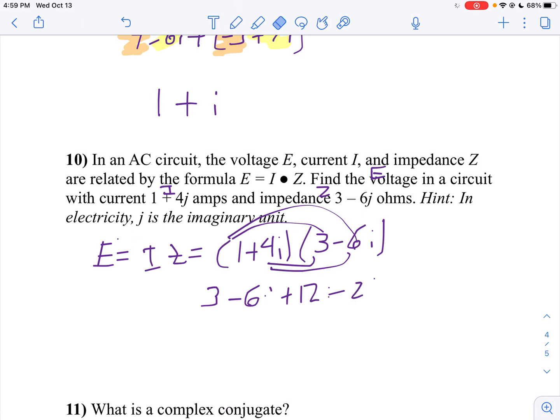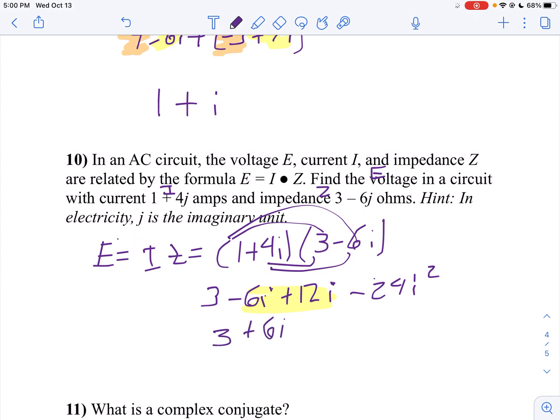I'm going to rewrite that. So minus 6i plus 12i, and then minus 24i squared. Now I can combine my i's. So I'm going to take negative 6i plus 12i. I'm going to add those together. So I'll say 3 plus 6i.